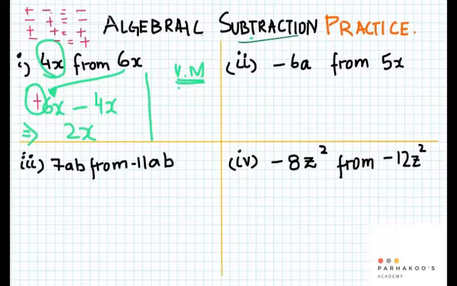Now let's try it with the vertical method. 6x, 4x, and minus. So plus minus is minus, 2x, and the sign of the bigger term is plus.